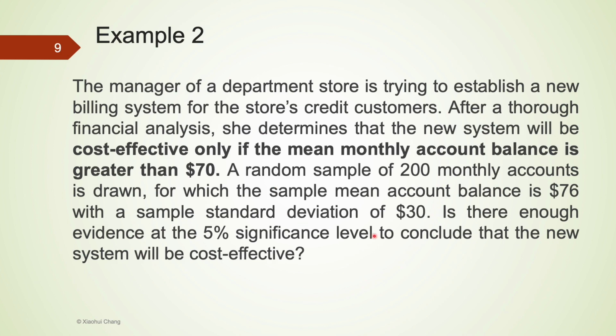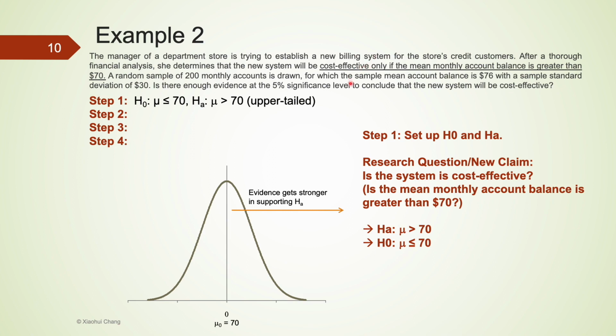The observations in this exercise are monthly account balances. So they are numbers, and the data we are dealing with are numerical data. The research question is to test whether the system is cost-effective, which is equivalent to testing whether the average account balance is more than $70. So the population parameter we have here is mu, and the alternative that's related to the research question is whether mu is more than $70.